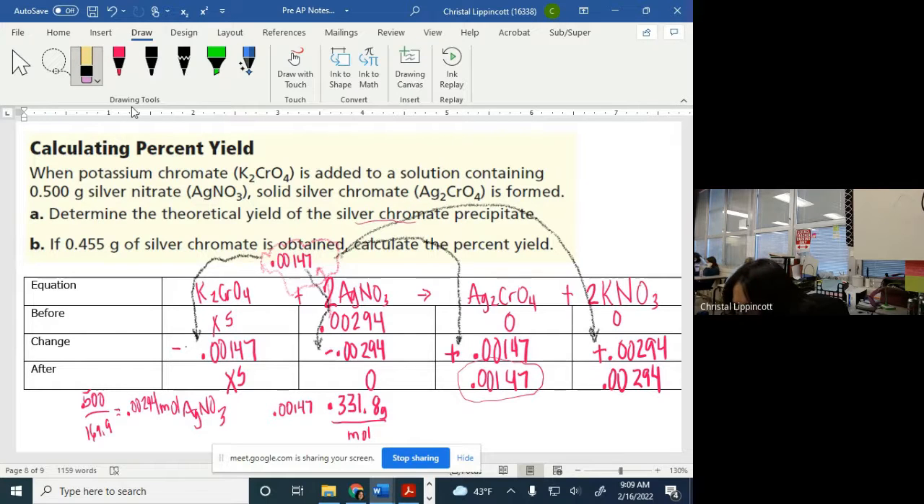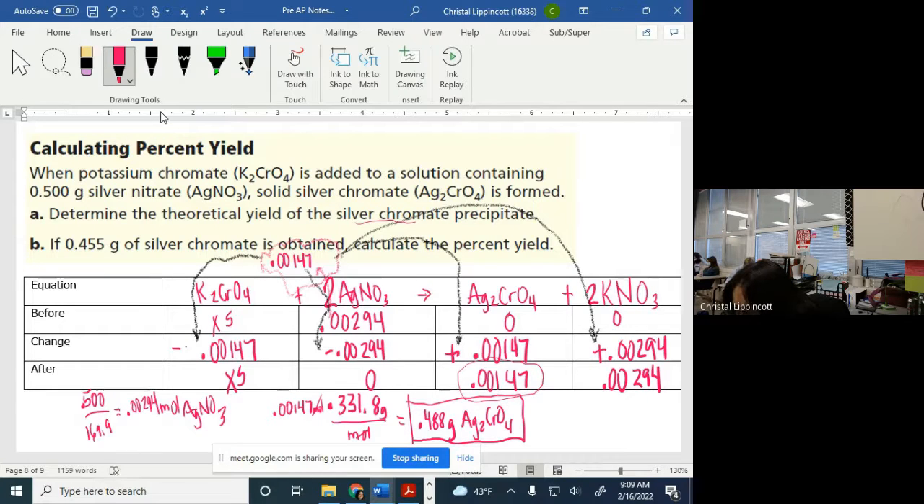Good grief, I can't do anything right. This is moles. So my moles will cancel. It's going to leave me with grams. At least I got the thing written down right this time. All right, so that gives me 0.488 grams of Ag2CrO4. So that is the answer to A right here. So this is my first answer.